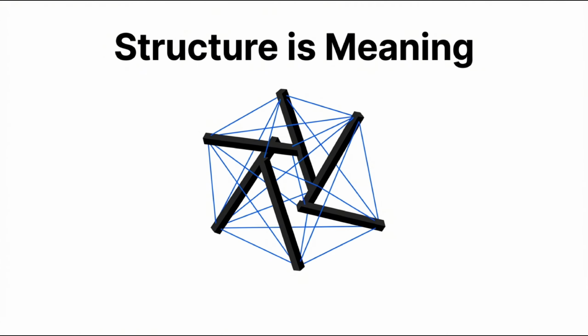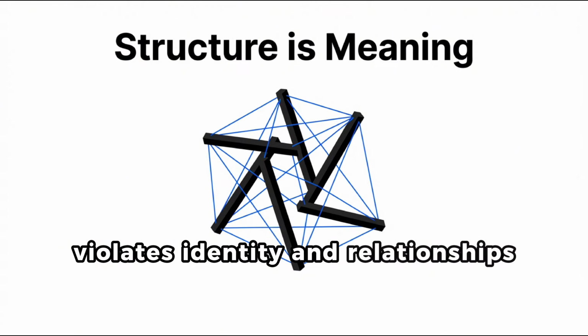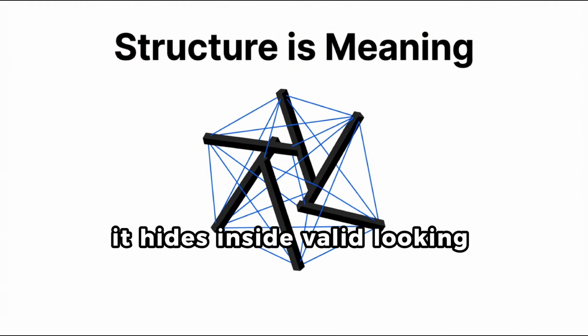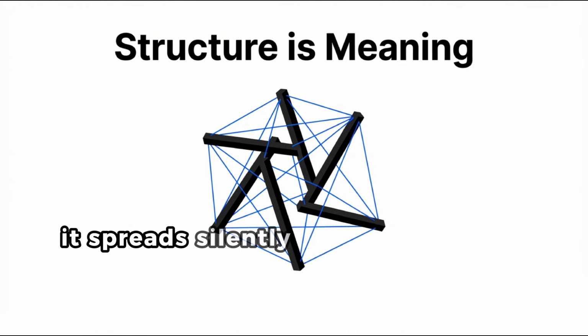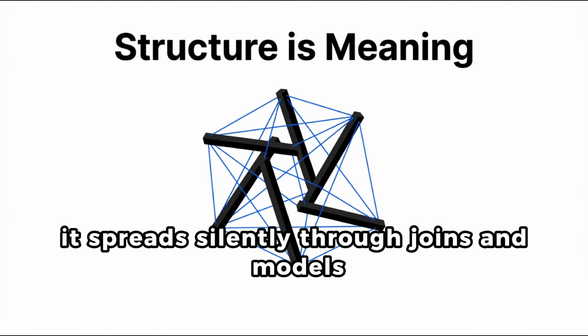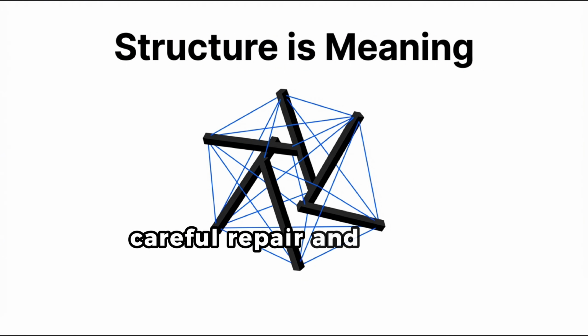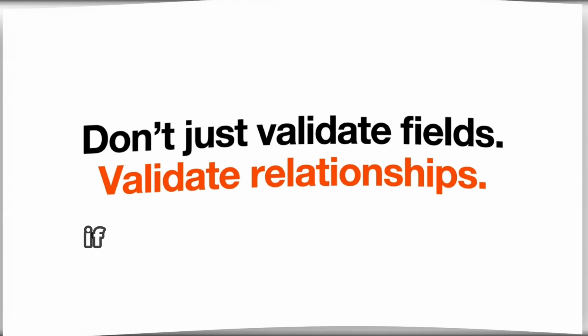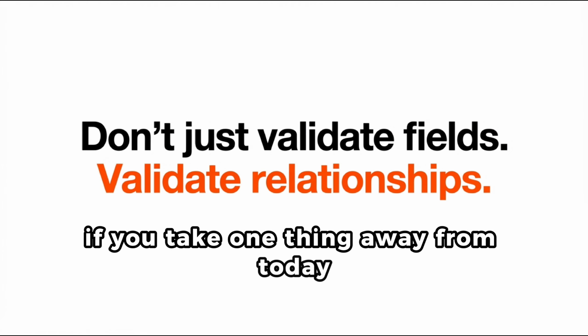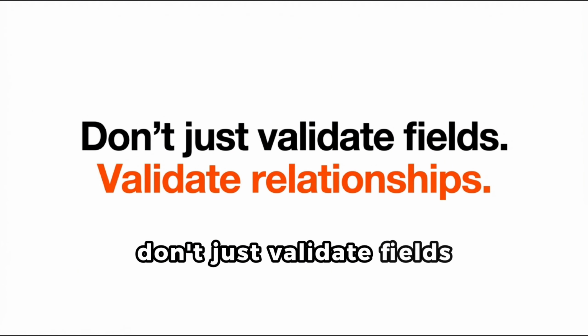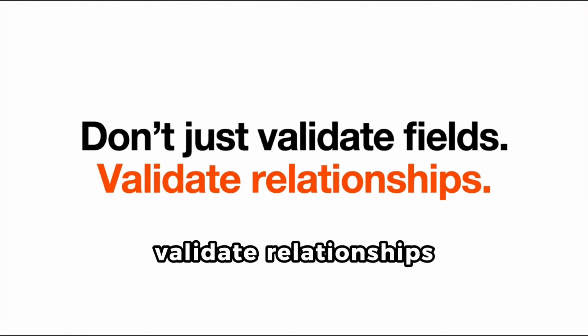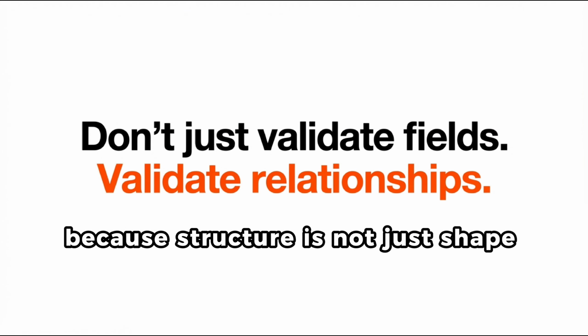To wrap up, structural corruption violates identity and relationships. It hides inside valid-looking schemas. It spreads silently through joins and models. And it requires invariant monitoring, careful repair, and strong governance to prevent. If you take one thing away from today, don't just validate fields. Validate relationships, because structure is not just shape, it's meaning.